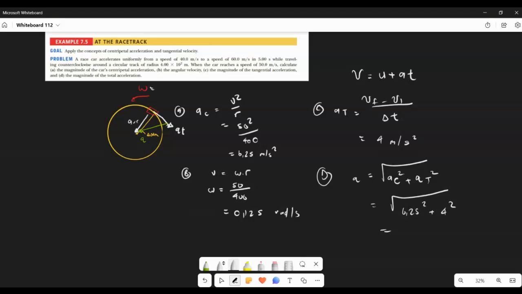Quickly see, 7.42, okay, meters per second squared. All right, it's quite simple, eh? Are there any questions, guys?